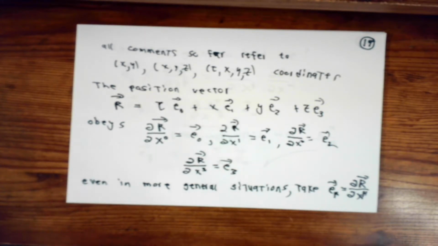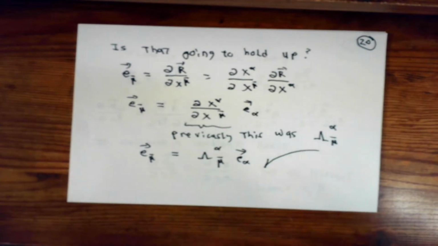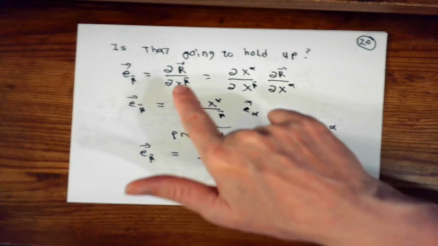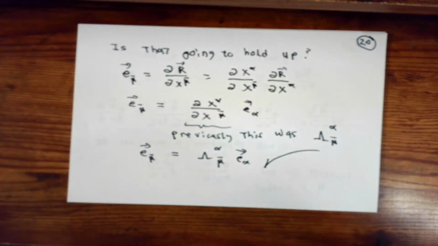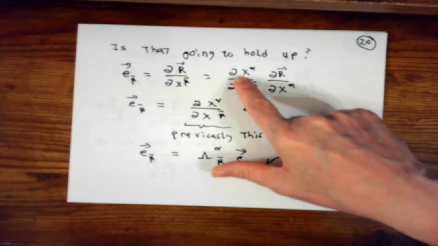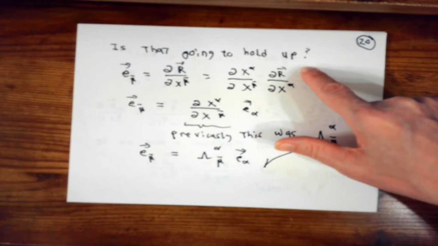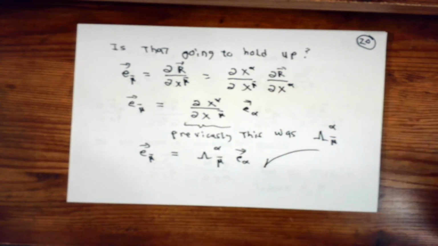We can then cook up the corresponding basis 1 forms, and it'll turn out that almost all of our ideas will work. As a sanity check, let's think about what E mu bar is. That's the partial of position with respect to x mu bar. When I go from this to this, I am just using the chain rule. This is the sum over alpha of partial of x alpha with respect to x mu bar times the derivative of position vector with respect to x number alpha.